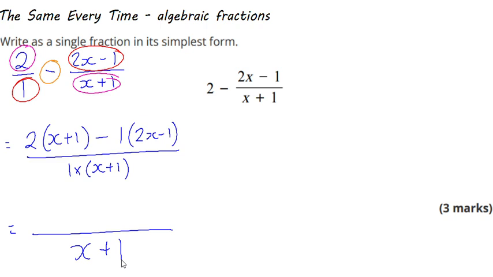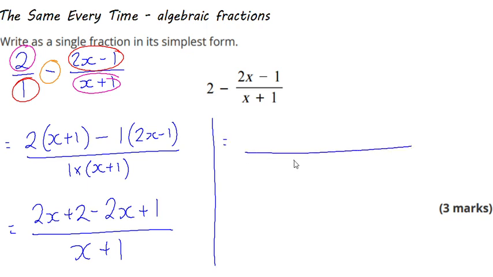Let's expand these brackets. 2 brackets x plus 1, 2x plus 2, minus, be careful here, minus 1 times 2x, minus 2x. Minus 1 times minus 1, be very careful. Minus times a minus, that's going to be a positive. Positive 1. 1 times 1 is 1. And next stage, on the bottom of my fraction, I have x plus 1.